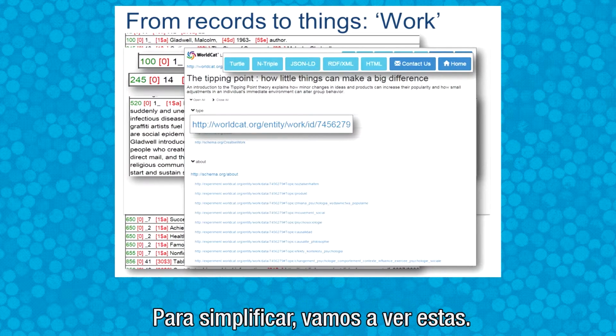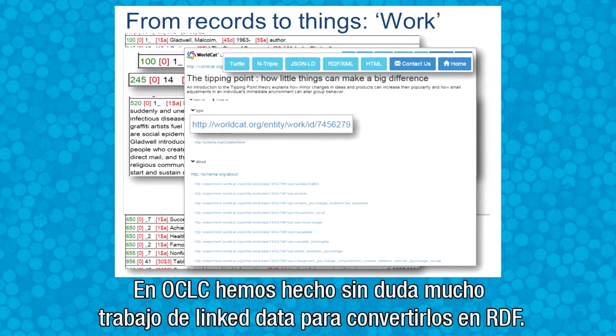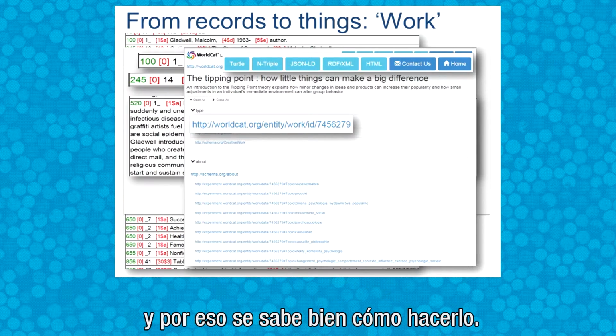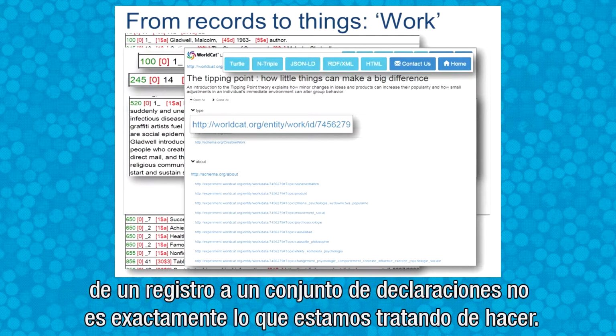And so to simplify this, let's just look at these, where we have the author and the title and a summary and some subject headings. And at OCLC, we have certainly done a lot of linked data work to translate these into RDF, but so have lots of other communities. And so how to do that is well understood. But a point that we want to make here is that the actual mechanical conversion of one record to a set of statements is not exactly what we're trying to do.